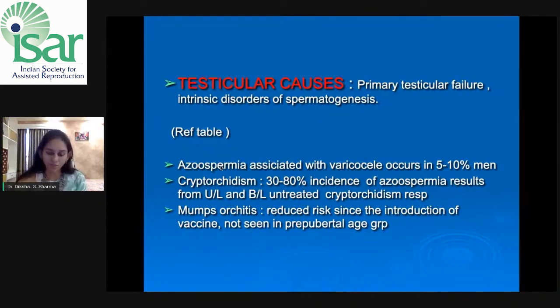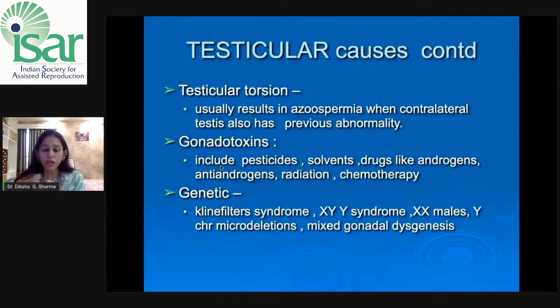18 months of age. Mumps orchitis: a reduced risk is seen in mumps orchitis since the introduction of the MMR vaccine, and it is usually not seen if a prepubertal child gets mumps. It's mostly if they contract it in the postpubertal age group that they have a higher risk of having azoospermia later. Testicular torsion usually results in azoospermia when the contralateral testis is also affected. So if there's torsion in the other testis, then later on they can have azoospermia.